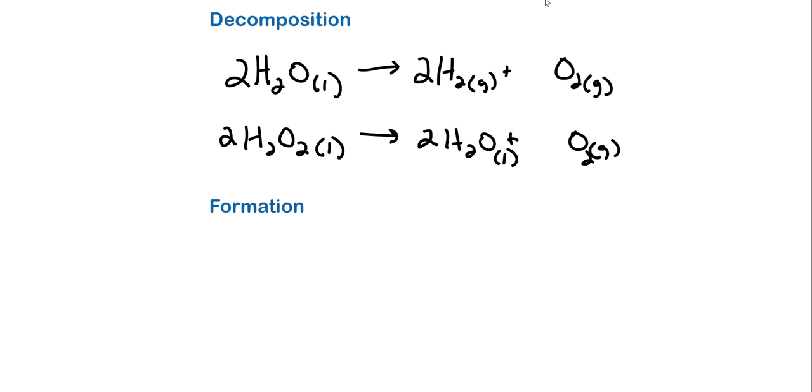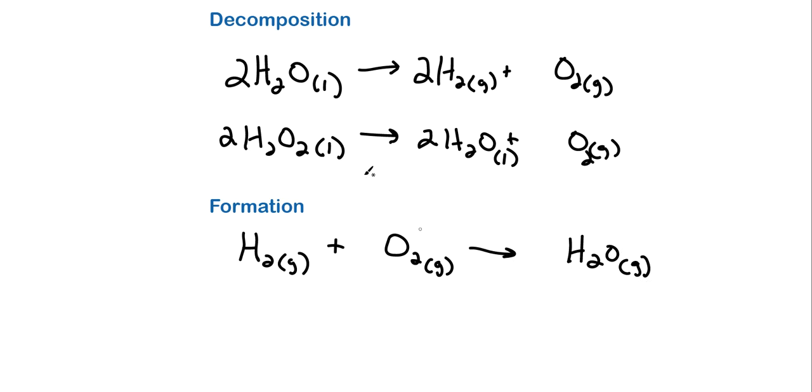Okay, the next one is formation reactions. Formation reactions are really just the opposite of what we have here. 2 or more elemental components will form up to make 1 molecule. So we're going to do the opposite. If we start with hydrogen gas, and we burn it in the presence of oxygen gas, we will get water as a gas, water vapor, because of the heat involved.